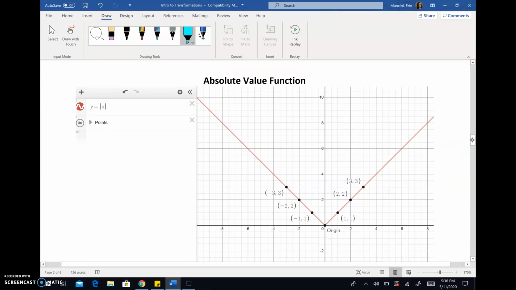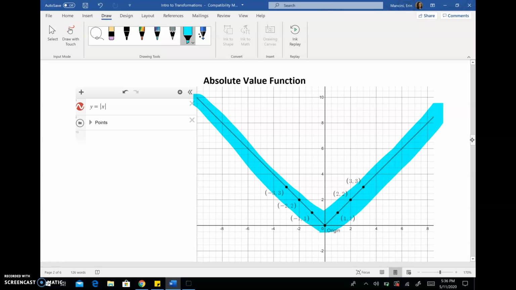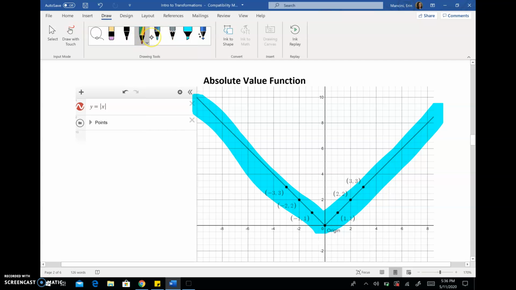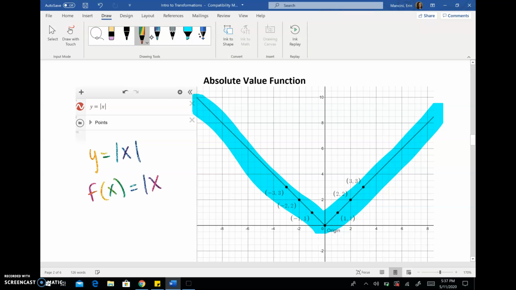Okay, absolute value function looks like a V here. So it's kind of like a parabola, but not curvy. Okay, an absolute value, hopefully you've seen before, is this notation here. So I'm going to write this bigger. So you can write y equals absolute value of x, or, as we learned before, you can do f of x. Means the same thing. And these bars here denote absolute value.